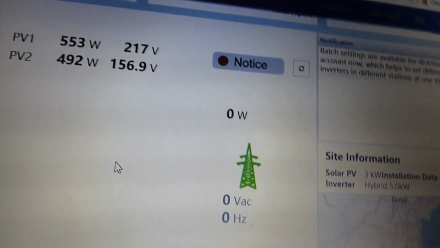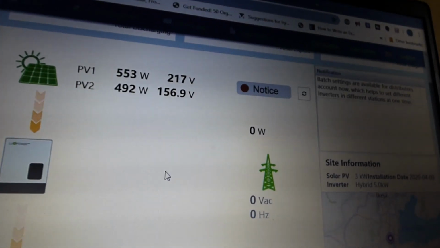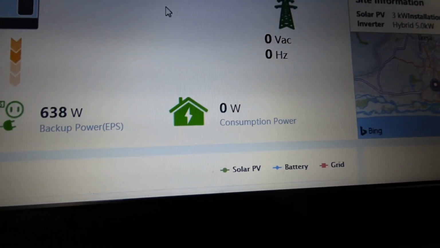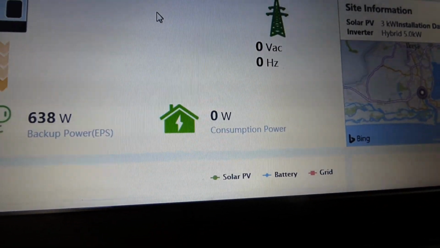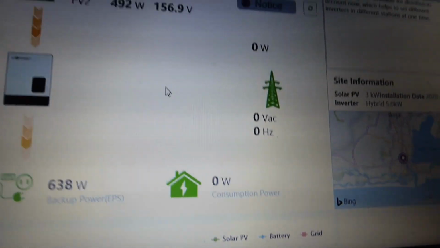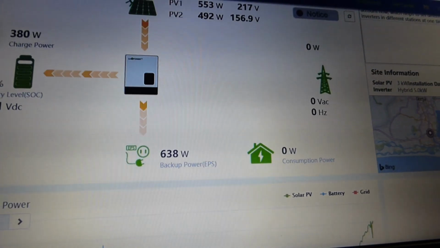Back here, as you could see from the grid, zero watts, zero volt AC, zero hertz, and consumption from the grid is zero. I am not connected to the grid, so you'll always have zero from that. Now let me go further down.